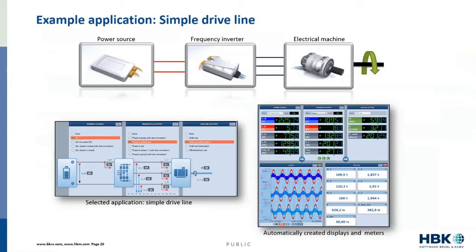So in today's software, here's just a more detailed example for your simple driveline. What you have in Perception are columns, one for the power source, one for the inverter, one for the motor. You tell Perception what type of signals you're measuring in each case. It automatically creates the formulas and the displays.